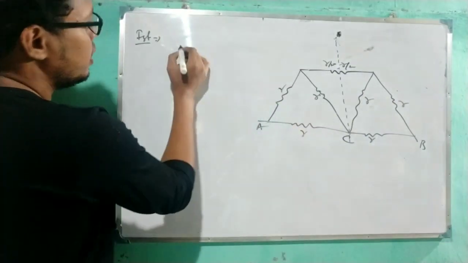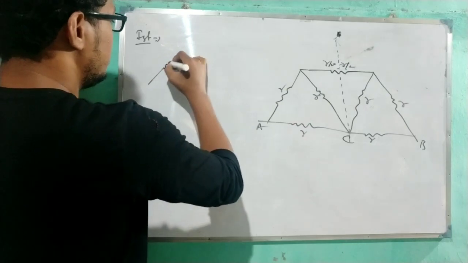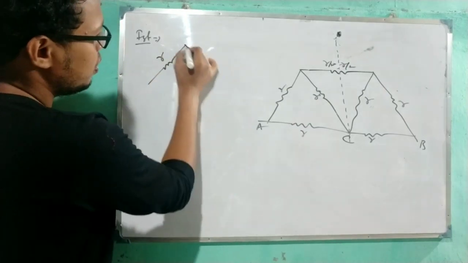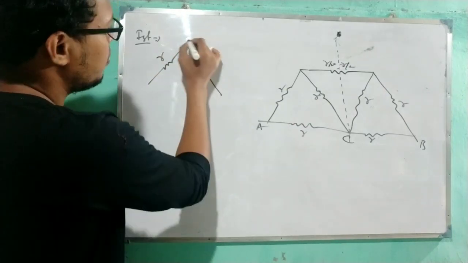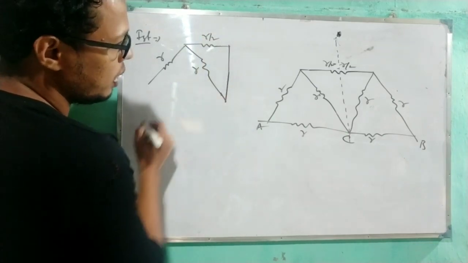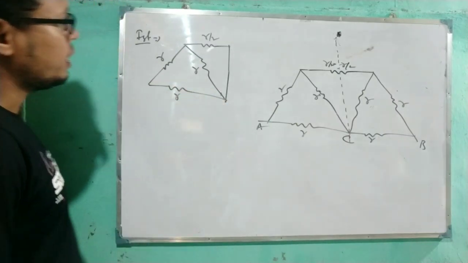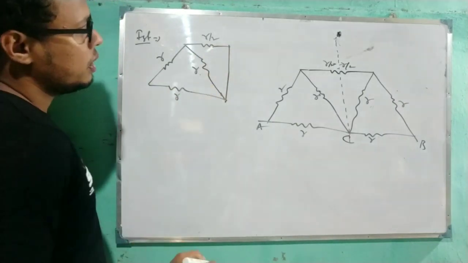So here the equivalent will be between A and C. See, this is R, but this side will be how much? R by 2, and here is one line, this is R. Now this R by 2 and R, they are parallel.